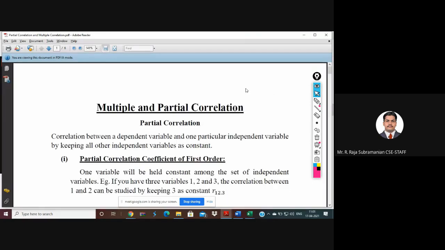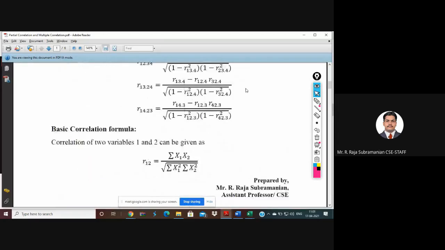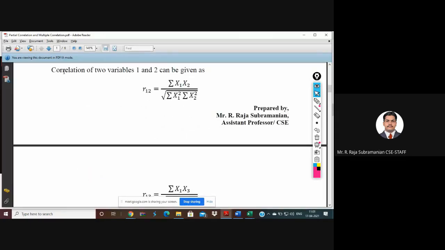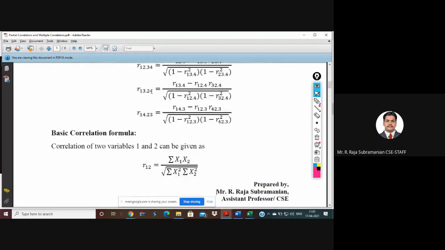Now let me ask a single line question. What is R12? Is R12 a partial correlation, or what is that? It is actually a single order correlation, or zeroth order correlation, I can say. No partial correlation. Partial correlation will come only when a dot is present. Am I right? R12.3 means that I'm going to do correlation with respect to 3. Like that only partial correlation will come.